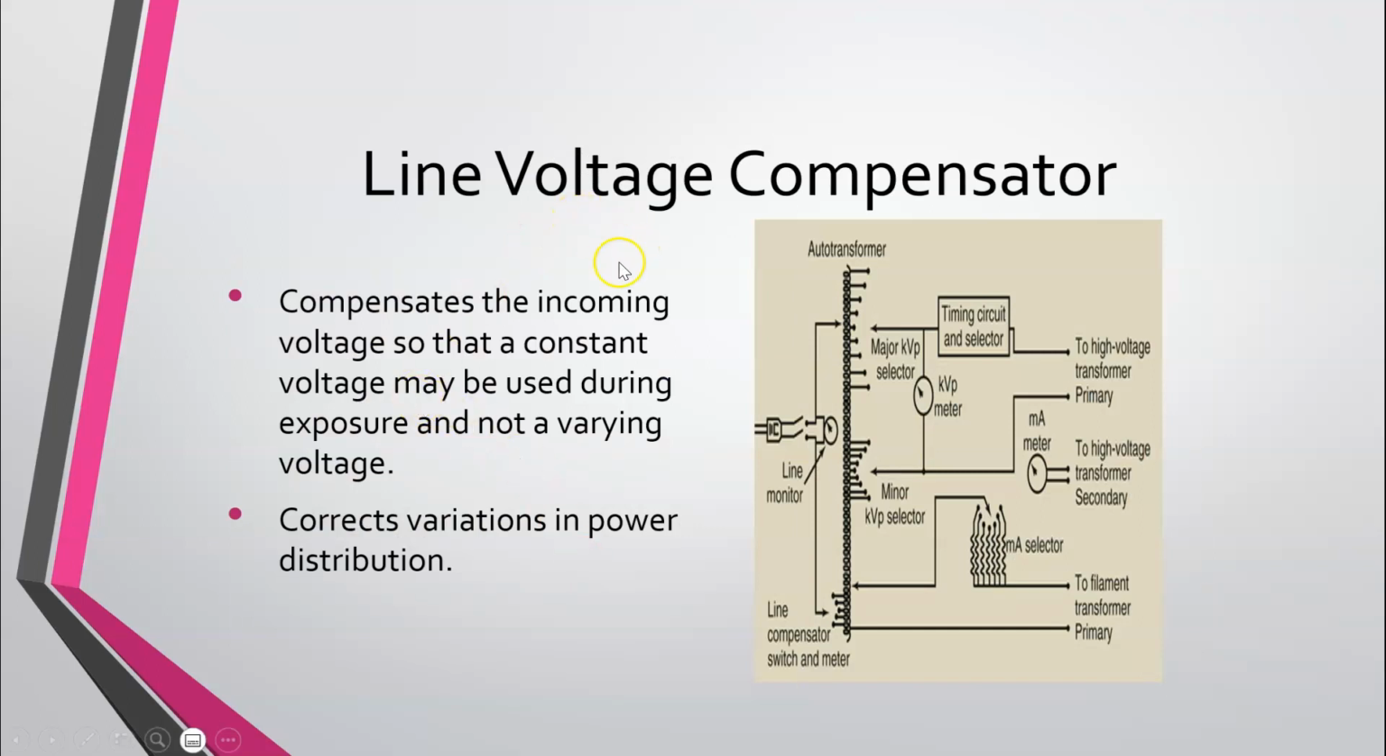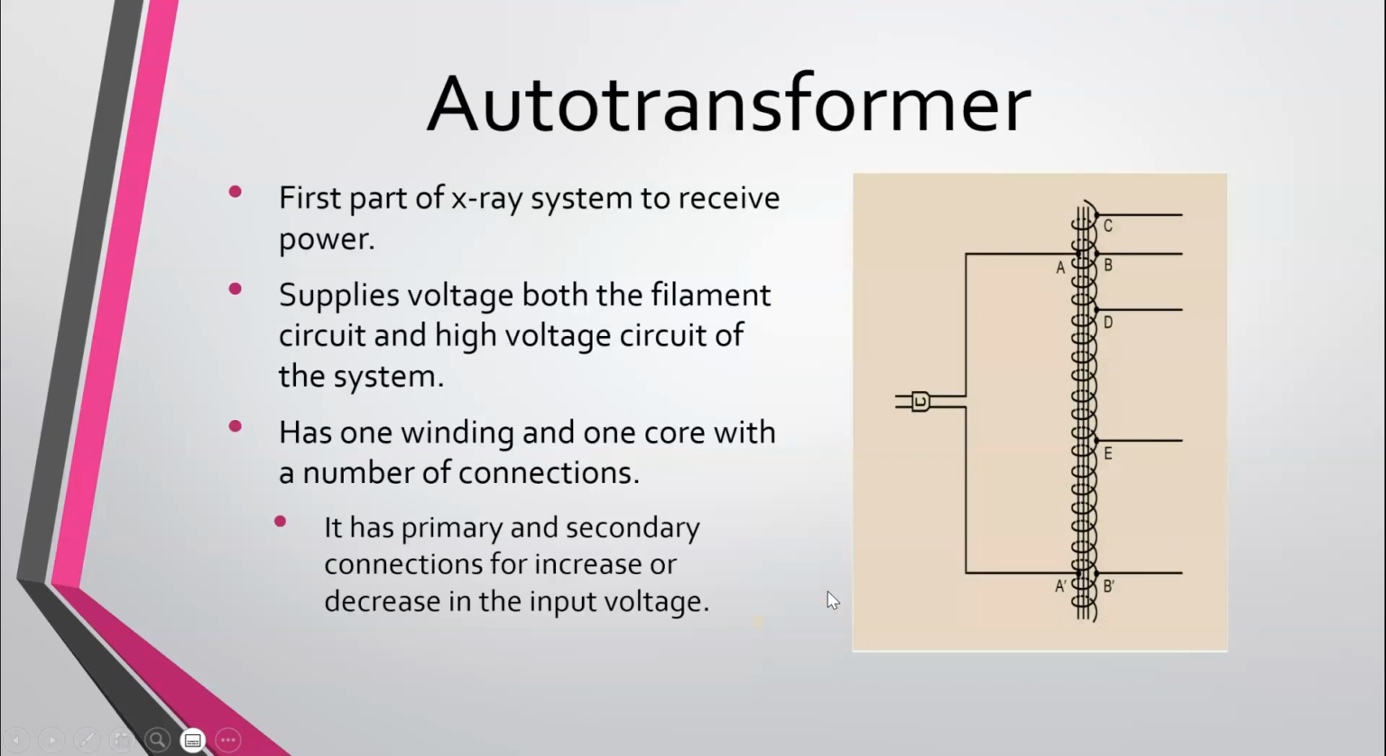Okay, the line voltage compensator compensates the incoming voltage so a constant voltage may be used during the exposure and not varying the voltage. So it corrects the variations in power coming in from the wall here. Okay, so here's our line monitor, here's our auto transformer, and we got a line compensator, switch, and meter. So it's going to flip around and make sure that we stay consistent.